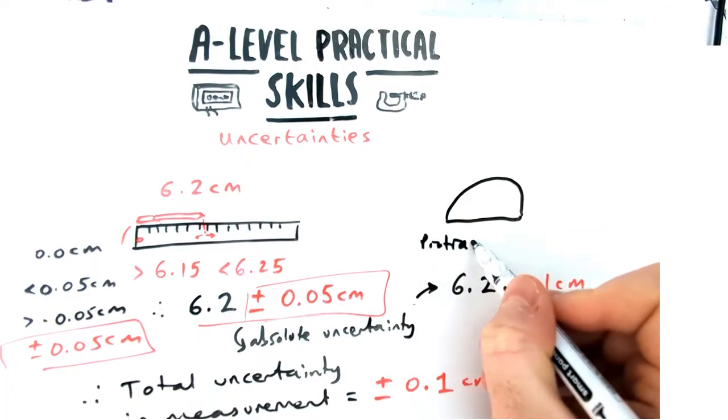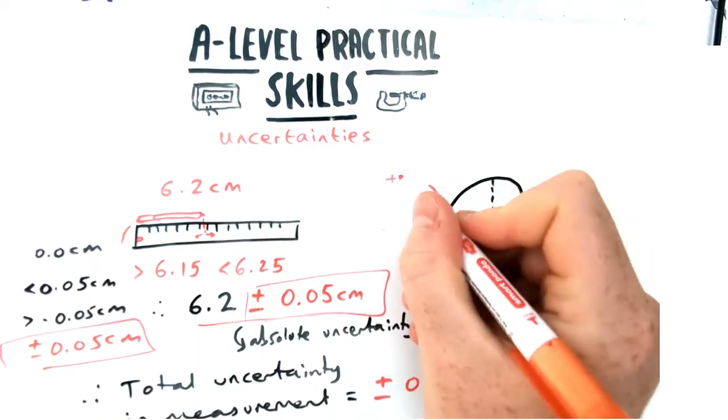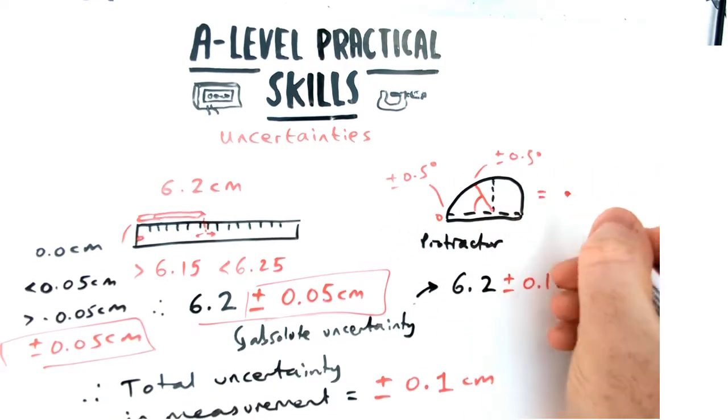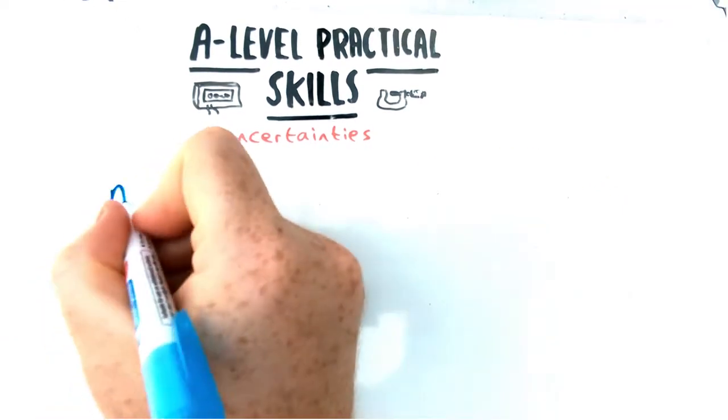The same thing applies with a protractor. When you're measuring with a protractor, you're lining up the 0 degree angle. You're also lining up the angle itself. So it's half a degree for the 0 line, it's half a degree for the angle you're measuring. So we add them together to make 1 degree as our absolute uncertainty.